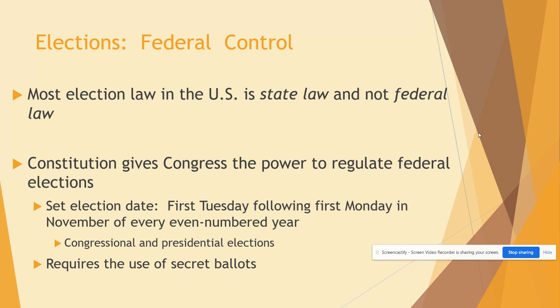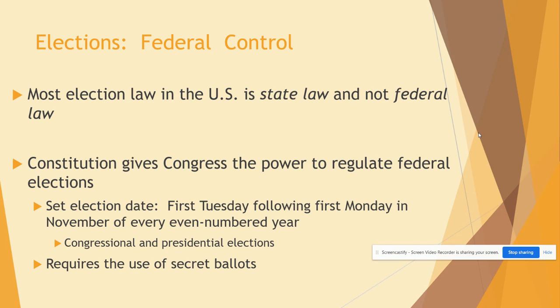The only thing that is required to be unified is that for federal elections, so this means president, House of Representatives, and Senate, the Constitution has already set the election date. It's the first Tuesday following the first Monday in November of even-numbered years. What this means is that for the most part, it's the first Tuesday, unless the first Tuesday is the 1st of November. Congressional elections take place every even-numbered year. Presidential elections take place also on even-numbered years, but every 4 years.